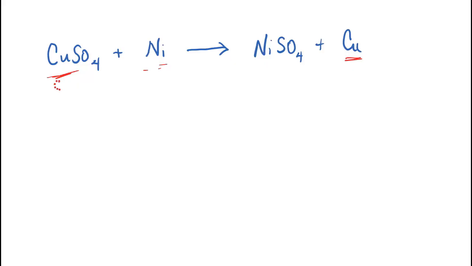If I have a certain amount of copper sulfate, there is a certain mass of nickel metal that is appropriate for this reaction. That's what I'm going to try to calculate. What's the ratio between them? To do that, I use the periodic table.